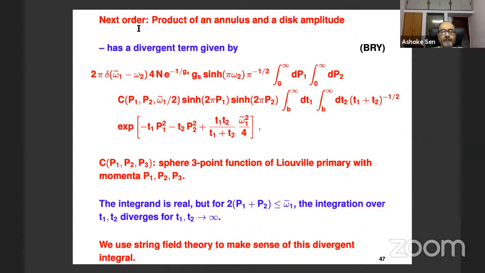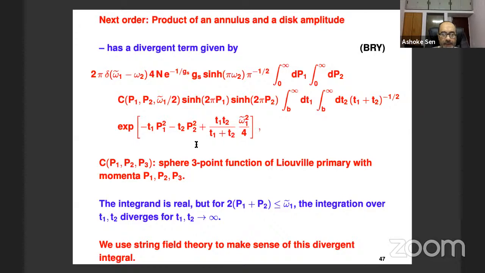Next order is given by the product of an annulus and a disk amplitude. This amplitude is formally real, but one finds that it has a divergent term, which comes from closed string degeneration, not open string degeneration. This is the amplitude, which is given here. This is some constant that comes from the three-point function in Liouville theory. I think everything else has been defined. T1 and T2 are integration variables.